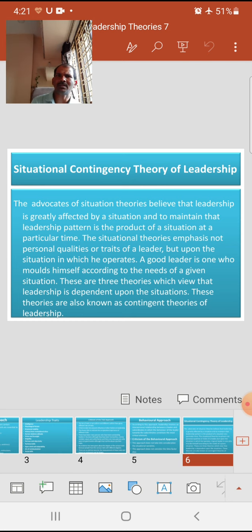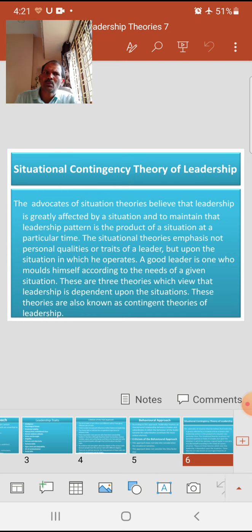Leader member exchange theory is the first, we call it LMX theory. Formerly, the leader member exchange theory was called the vertical dyad linkage theory. According to this theory, the leaders do not treat all their subordinates in an equitable manner. Almost all the leaders have some in groups and some out groups.